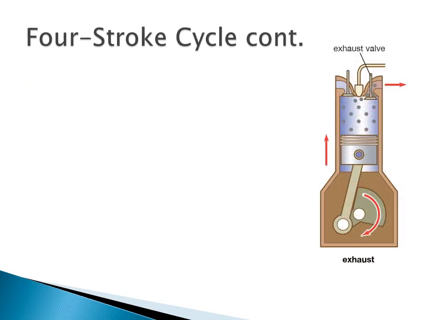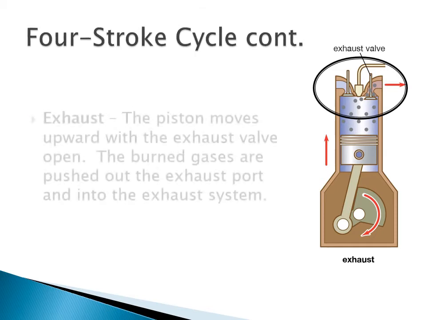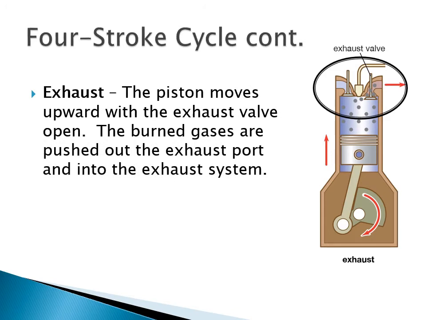All right. Now we're on to the fourth and final stroke, the exhaust stroke. This is where we've just had our explosion. We've burnt that fuel air mixture, and now we need the engine to be able to put those particles out. Now you'll notice here the exhaust valve is open, and we'll talk just a little bit more about how many valves open during the cycle. But our exhaust valve opens, and that allows for the burnt gases and whatnot to escape through the exhaust port and into your exhaust system.